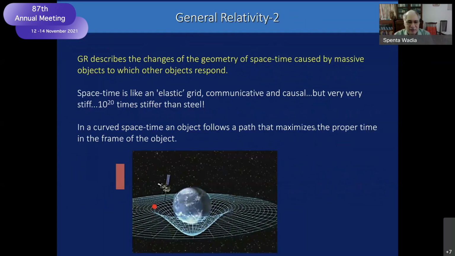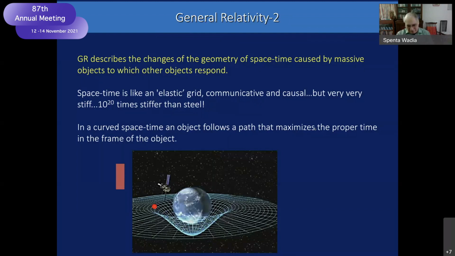And very simply, in one slide, what is the general theory of relativity? It describes changes of the geometry of space-time caused by massive objects, to which other objects respond. And you might wonder actually why the space-time around you is not jiggling around. It's elastic, but it's a very stiff elastic grid, approximately 10 to the 20 times stiffer than steel. This is why you don't see gravitational waves popping all around you.